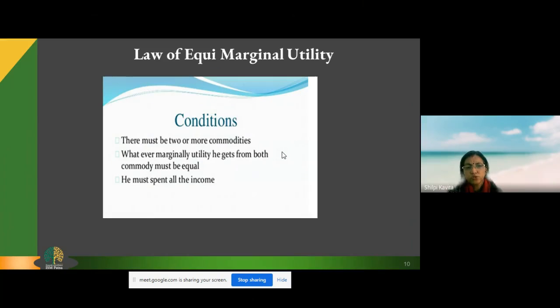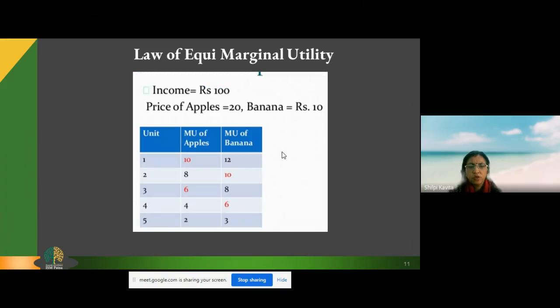This is based on three conditions. There must be two or more commodities. The marginal utility he gets from each commodity must be equal, and he must spend all the income. These three conditions have to be fulfilled when we are studying this law of equimarginal utility. Coming to this law, we can see that there are two commodities, apple and banana. The second condition, that the marginal utility of both commodities should be equal, holds at various places.